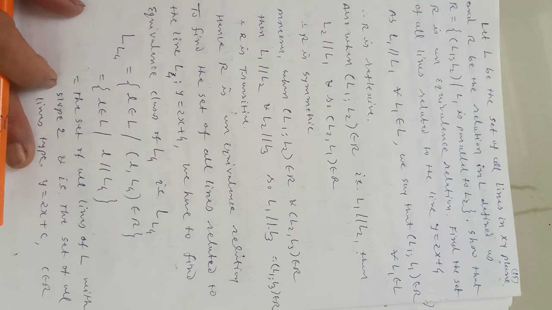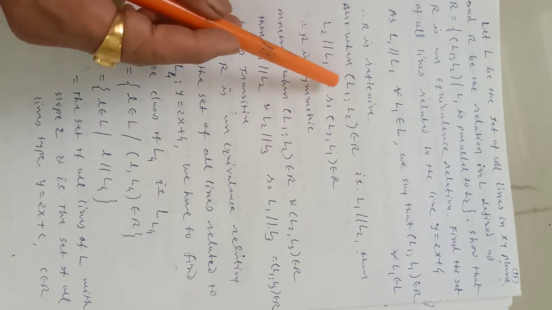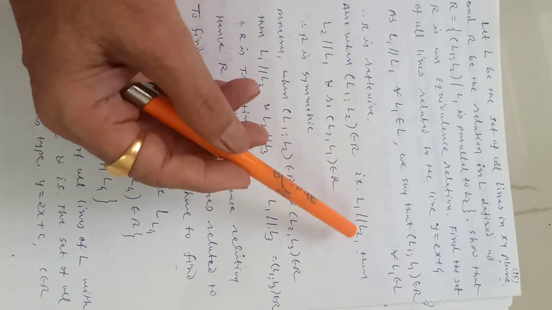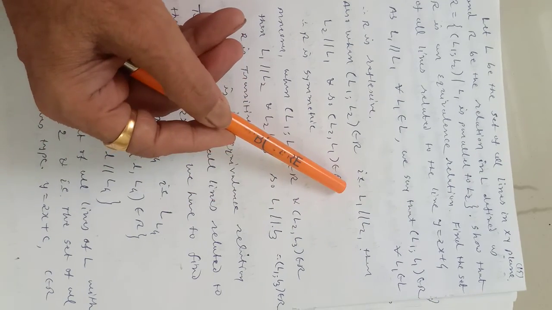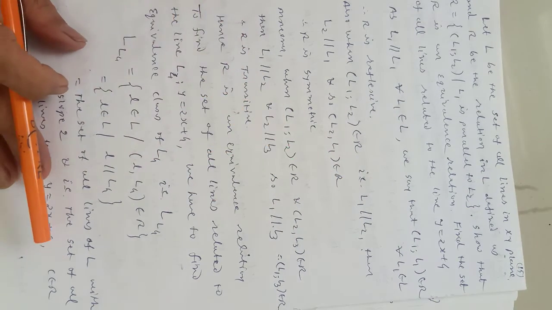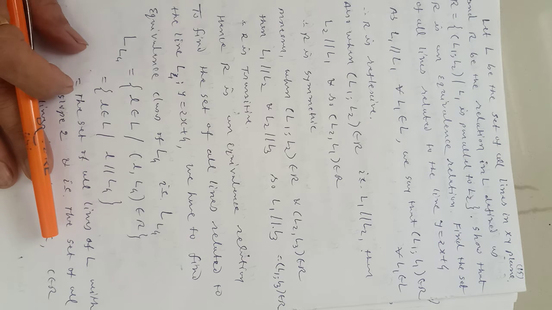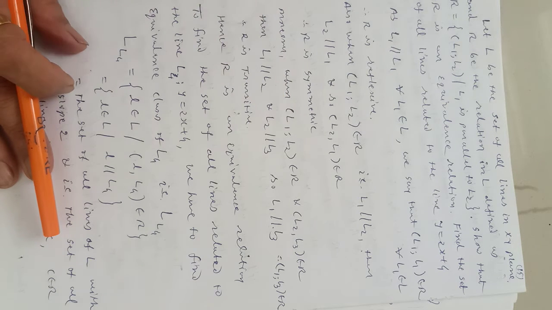Now we go for symmetry. In symmetry you just have to see whether the reverse pair is there or not. So let us start. When (L1, L2) is a member of R, it means L1 is parallel to L2. Can you say L2 is parallel to L1? Definitely. Therefore (L2, L1) is also a member of R. So R is symmetric.